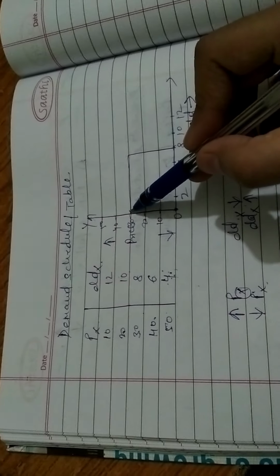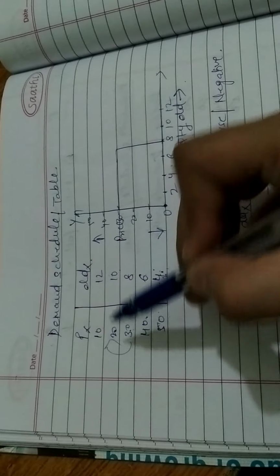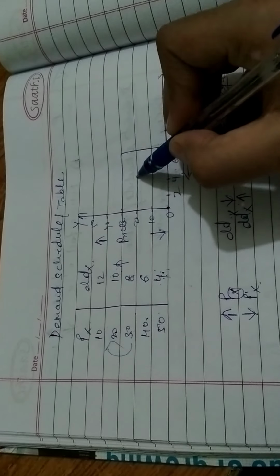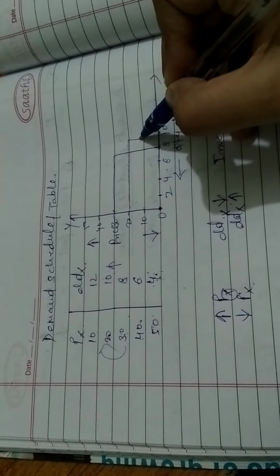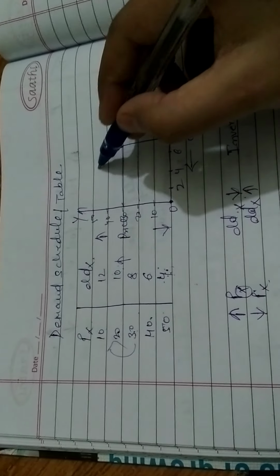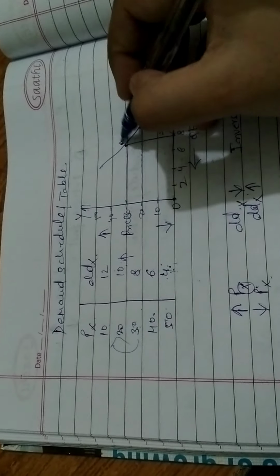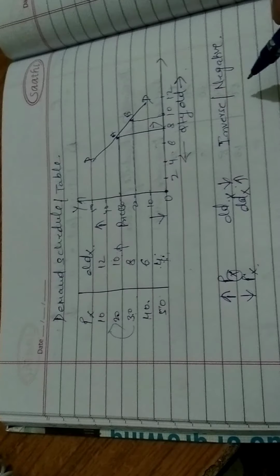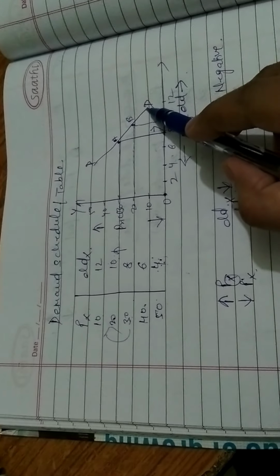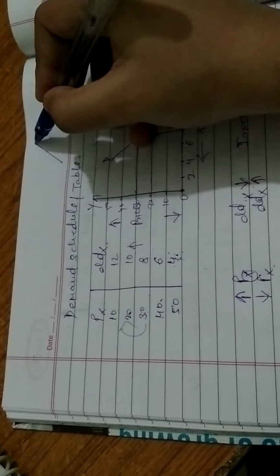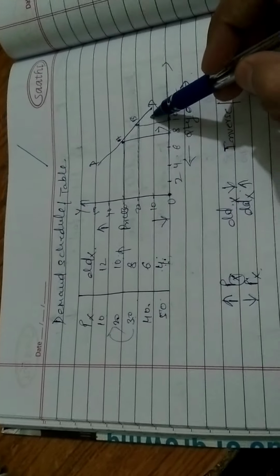So at the price of rupees 30, quantity demanded is 8 units. When the price falls from 30 to 20, demand increases from 8 to 10 units. So at rupees 20, demand is 10 units. And if we join these 2 points A and B, we will get downward sloping demand curve, which is represented by DD. So DD is the downward sloping. This is a downward sloping. Upward sloping is like this, and this is a downward sloping.